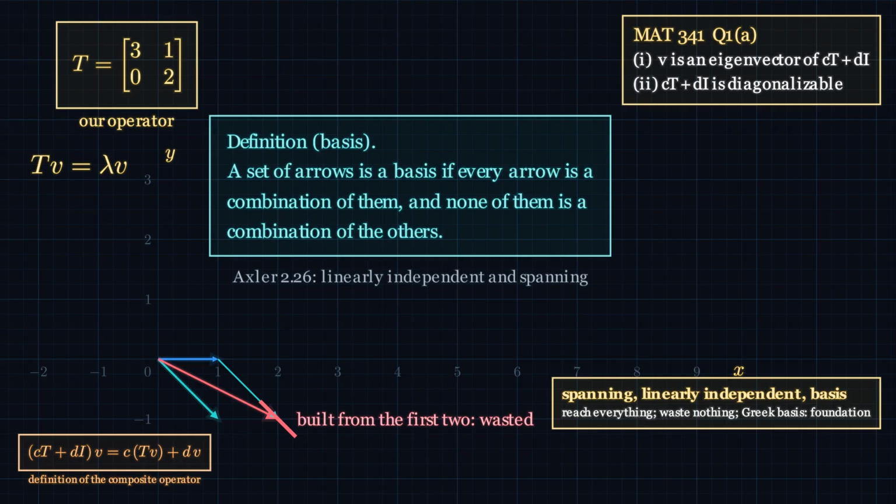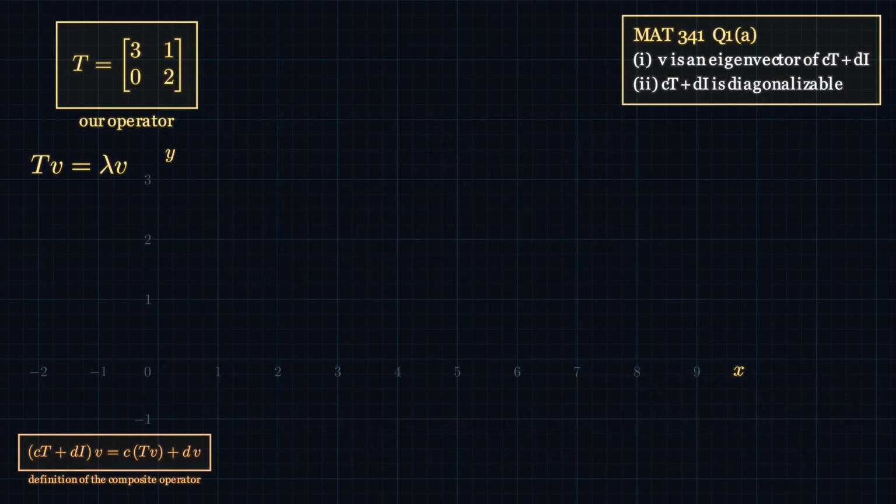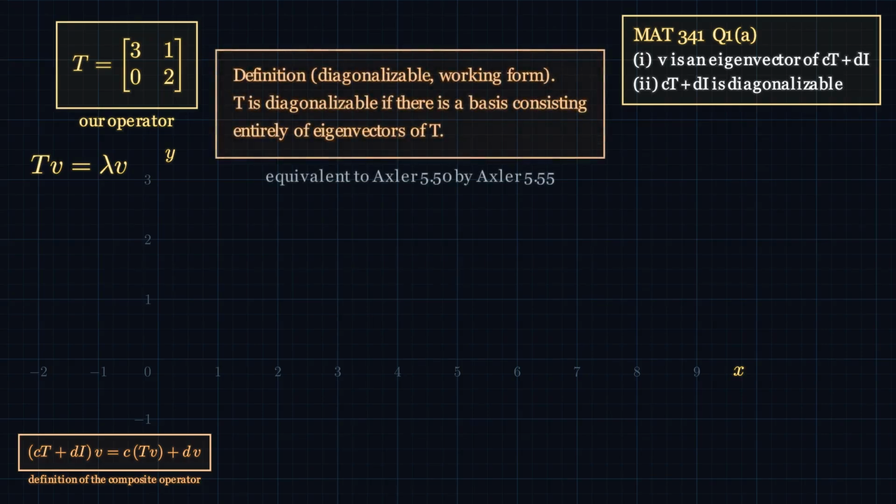For n-dimensional space, the same idea needs n arrows. A basis is a complete, non-redundant set of building directions. Once you have one, every arrow in existence is expressible through it. Now the question's word, defined completely. Write it. An operator T is called diagonalizable if there exists a basis made entirely of eigenvectors of T.